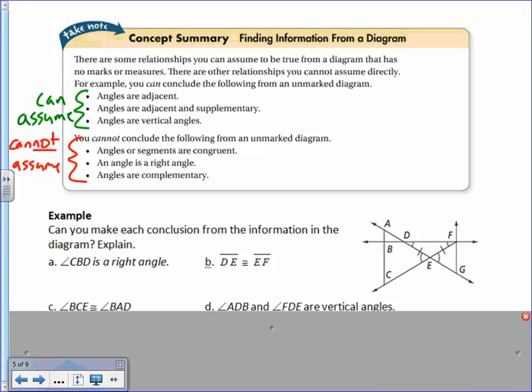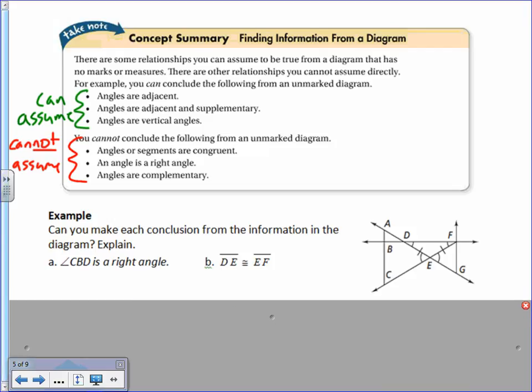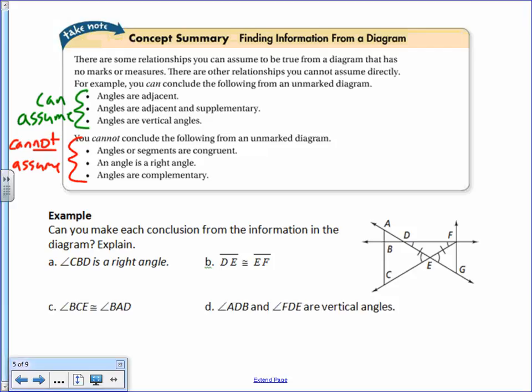So let's look at a couple here with this one. Let's say, can you make each conclusion from the information in the diagram? Well, A. Can we assume that angle CBD is a right angle? Well, if there's no markings, you better not assume it, because that says it right there. You cannot assume if it's a right angle. So let's see, CBD. It looks like a right angle, but no markings. So no. I hope you can read that. That says there's no markings.